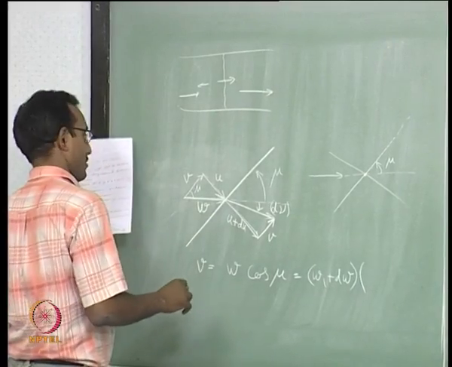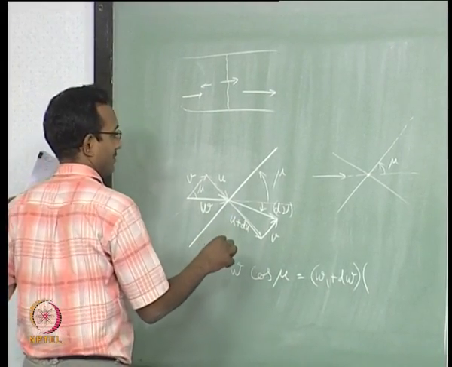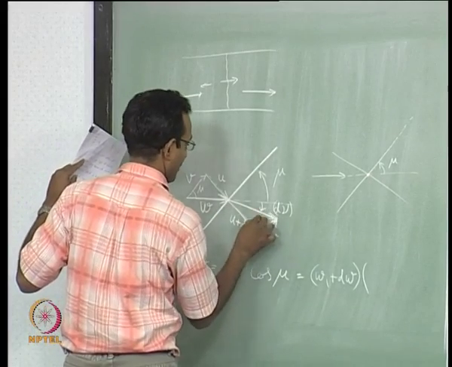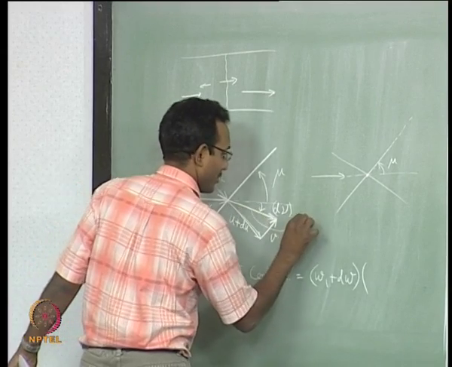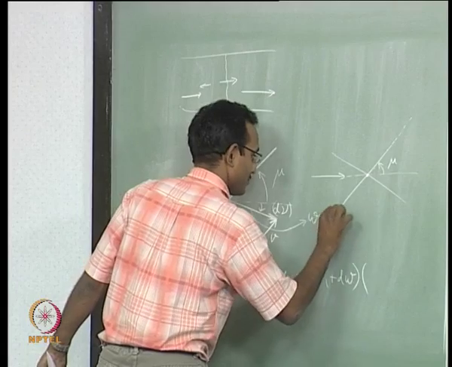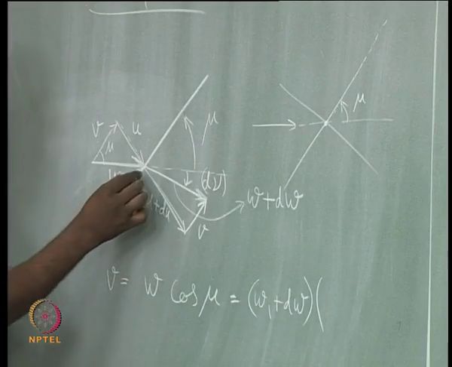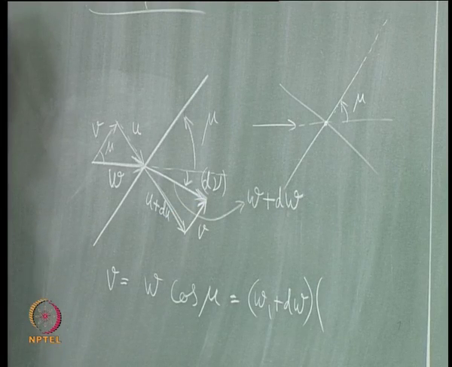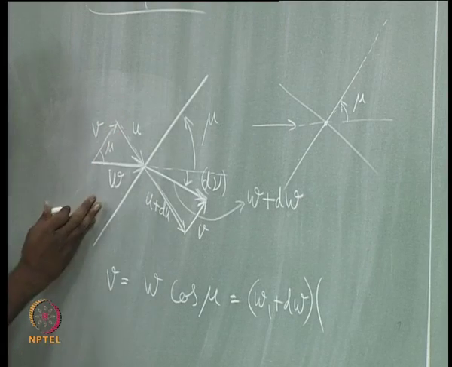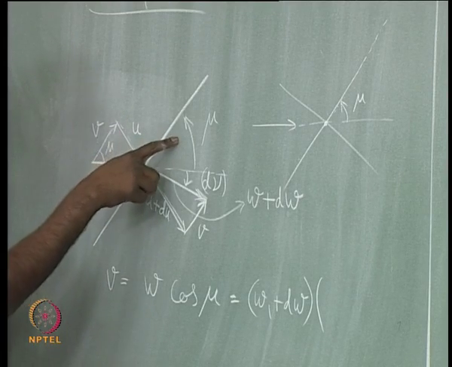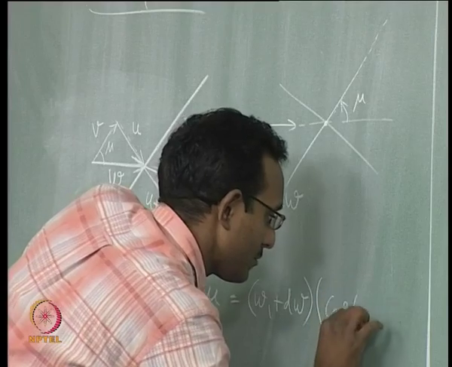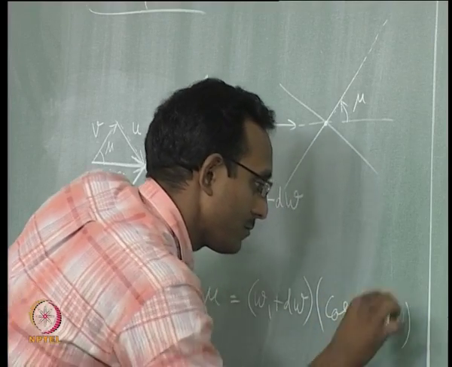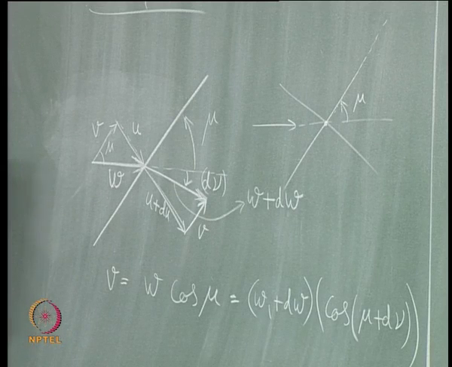Times what is the angle I have to consider? This is the final w, which is supposed to be w plus dw. I did not mark this. Let us say this vector has a magnitude of w plus dw. If that is the case, I want to find the component with respect to this line. So, that is going to be cos of this mu plus this d nu. We have this expression.